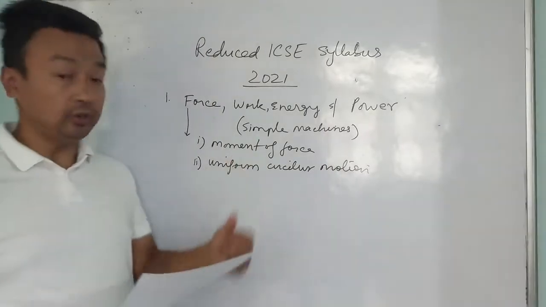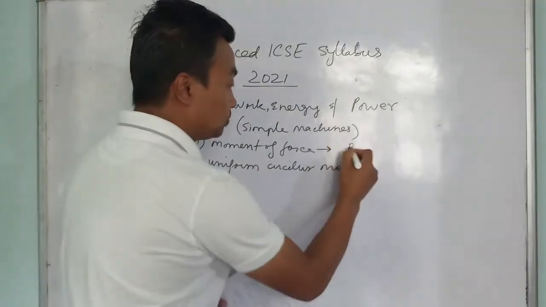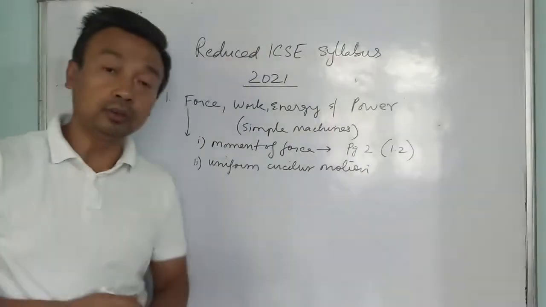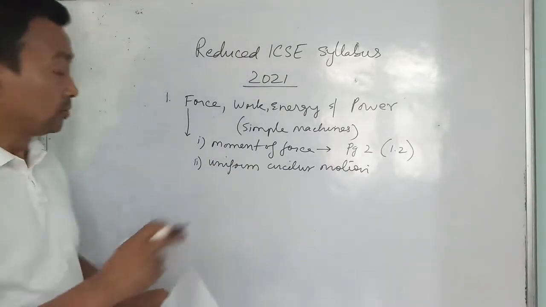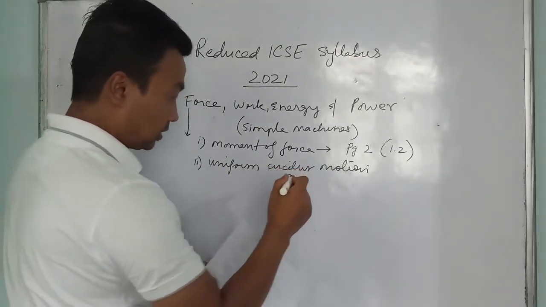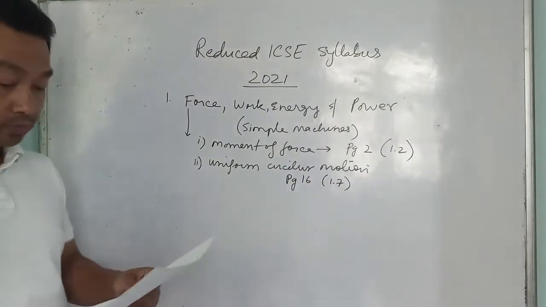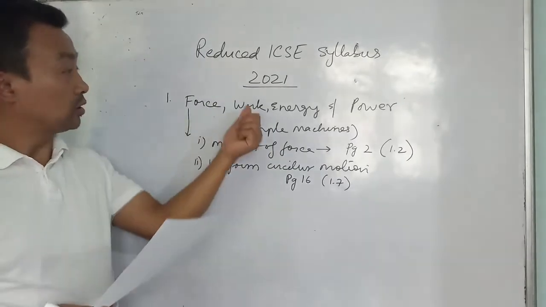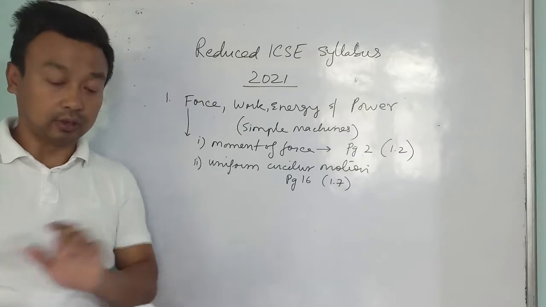For your easy reference, I'm just going to mention this. Moment of force is on page number 2, unit 1.2. There will be simple numericals and some simple definitions on moment of force. Then uniform circular motion, which we have done, is on page number 16, unit 1.7. So from the first chapter, only these two topics are taken. Then you have work, energy and power. There you have to learn almost everything, the numericals and all that.